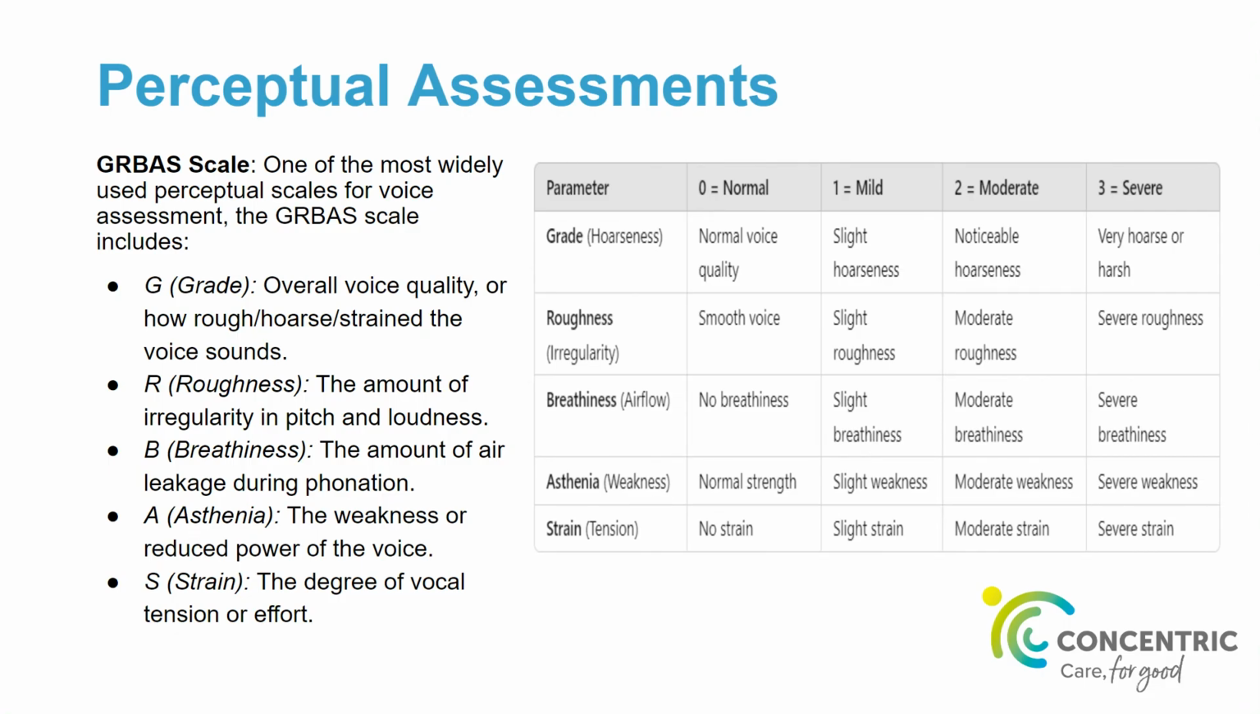On the screen here, I've included two perceptual assessments that you can complete, the GRBAS scale, and we'll also look at the CAPE-V. The GRBAS is quite commonly used when completing a perceptual assessment. As you can see, we look at grade, which is the overall voice quality, roughness, so any irregularity in pitch and loudness, breathiness, asthenia, and strain. I've included a table here on the features that you should be looking for.